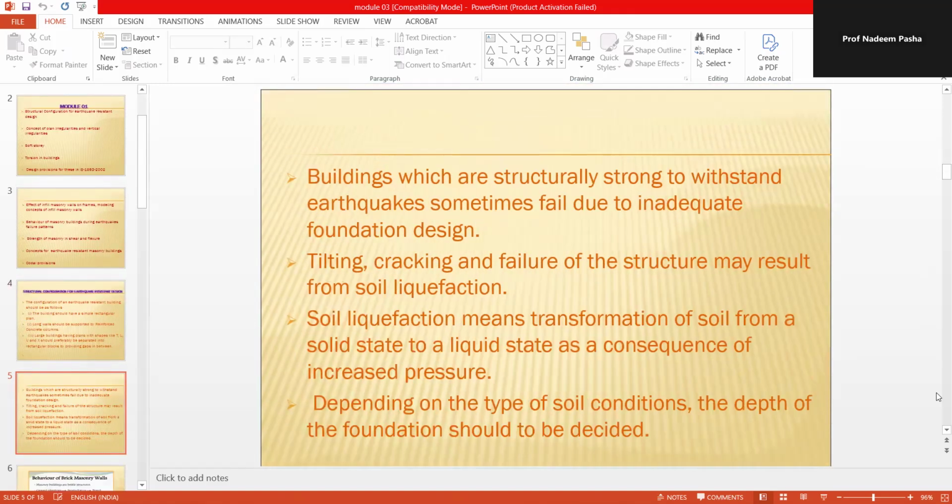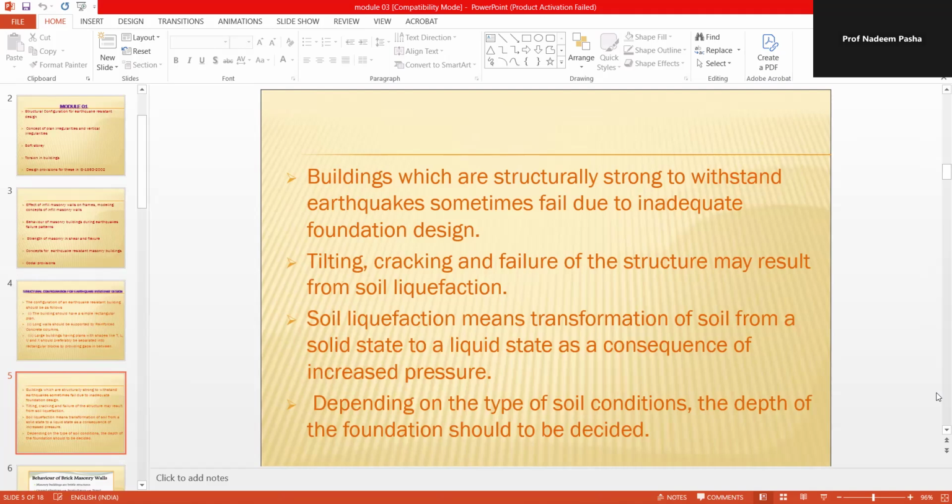Buildings which are structurally strong to withstand earthquakes sometimes fail due to inadequate foundation design. We think that we have designed an earthquake resistant building as per IS code, so it can withstand the earthquake. But foundation design is also very important. Whenever you design a building, the first thing you have to take into account is the foundation, because your entire building is dependent on your foundation.